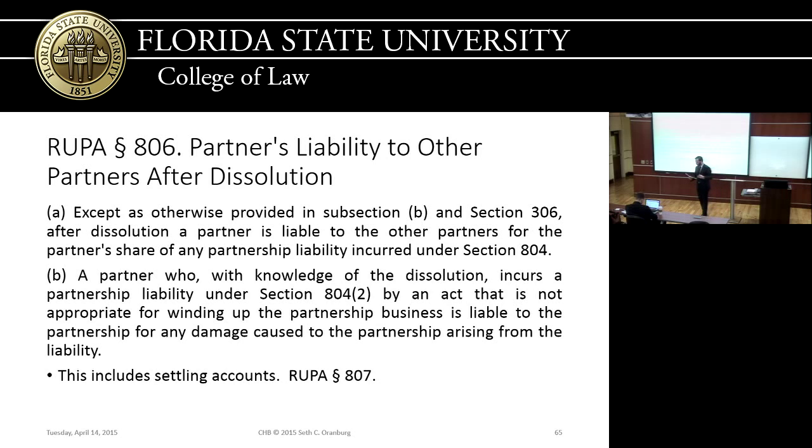After the partnership has begun the dissolution process, what liabilities may be incurred? The liabilities that may be incurred are liabilities that result out of the winding up process. So Section 804, which I didn't put up, basically says partners have the right to bind the partnership after dissolution for the purpose of winding up the partnership. And 806 says the partners are jointly and severally liable for the torts and debts that arise during that process.